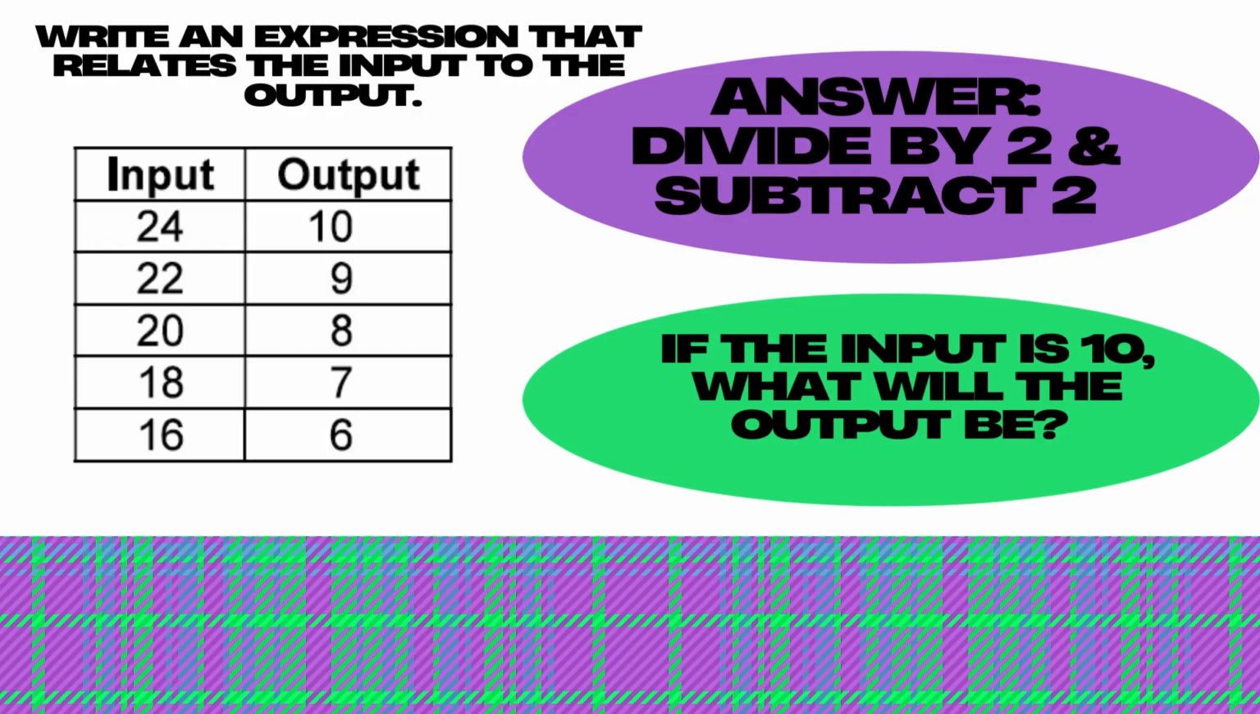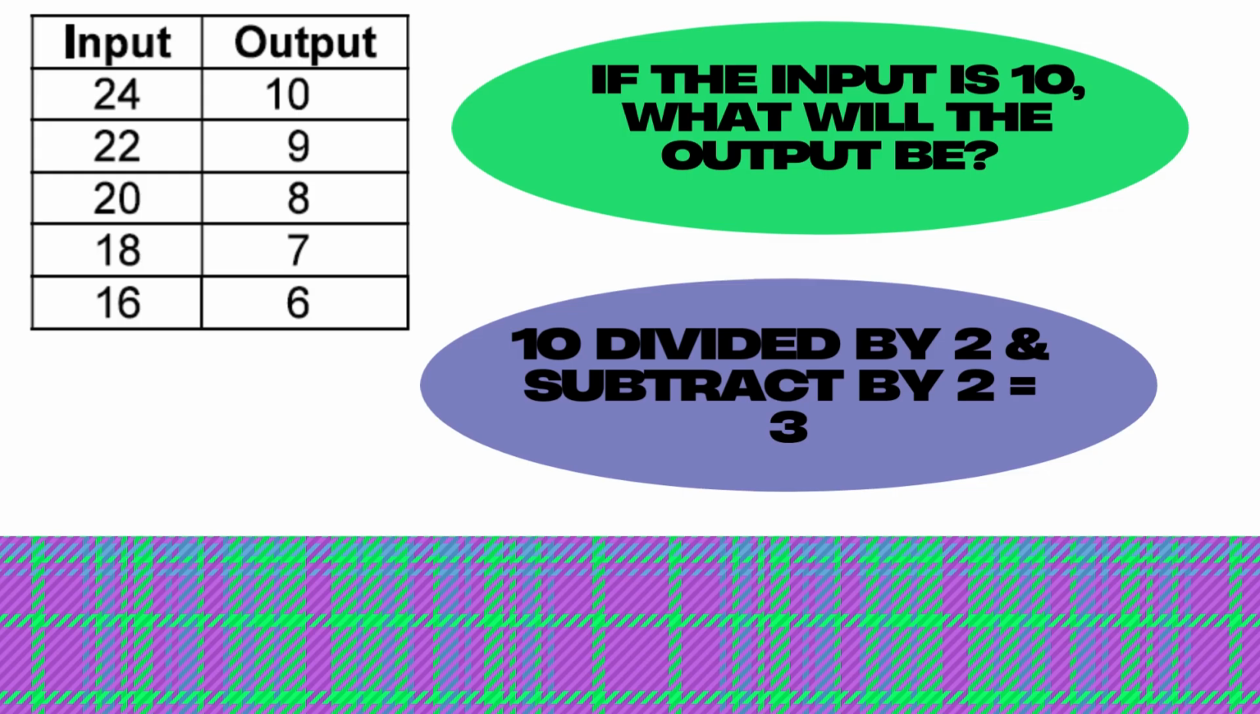My next question is, if the input is 10, what will the output be? Using that same rule of those 2 operations, try to find the output. Pause the video now to see if you can do it. Okay, welcome back. If you answered that the output would be 3, you are correct. If we start with an input of 10 and divide that by 2, we would have 5. 5 subtract 2 equals 3, and that would be the output.